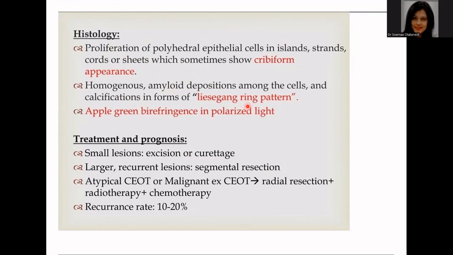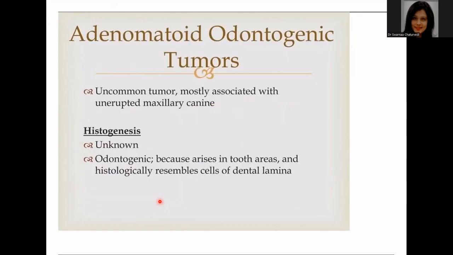To treat such a lesion, excision or curettage is done. If the lesion is larger or recurrent, segmental resection is indicated. For atypical COT or malignant COT, radical resection, radiotherapy, and chemotherapy, a combination of the three, is used. Here the recurrence rate is 10 to 20%.